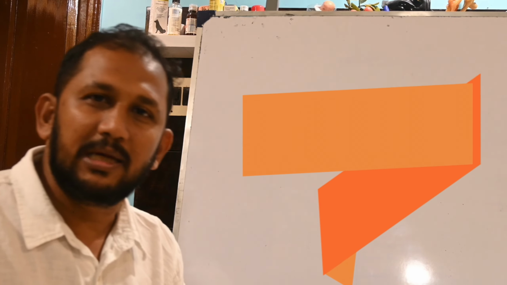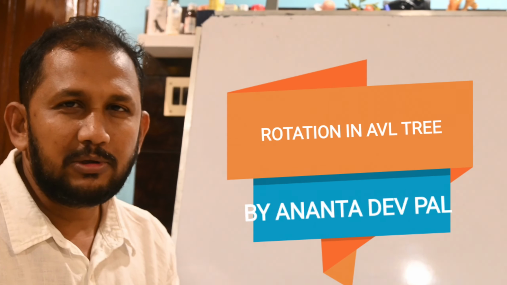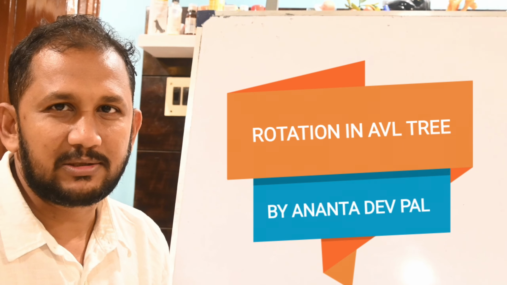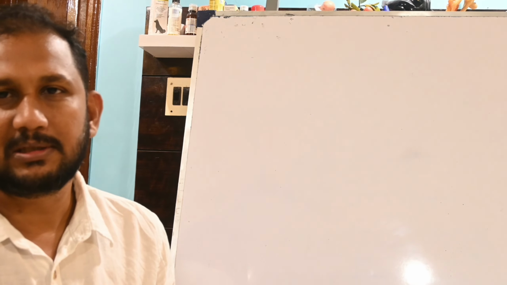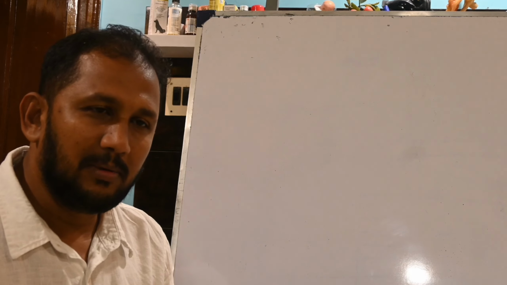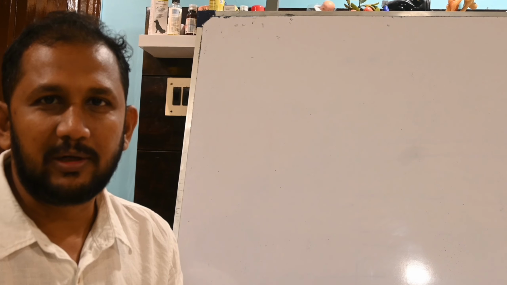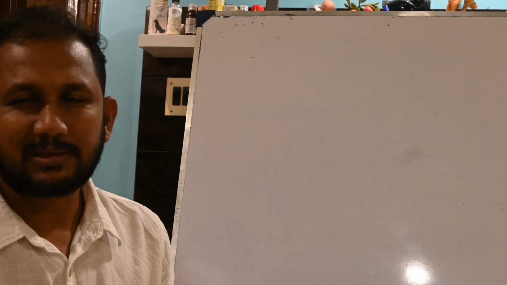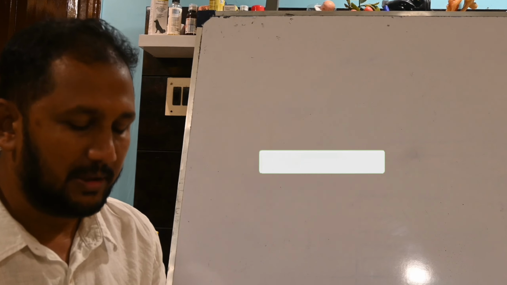Hi everybody, in this video I am going to discuss rotation in AVL tree. We know the AVL tree is a height balanced tree and it follows some properties: one is left heavy, another is right heavy, and another is balanced. It is a height balanced tree, based on Adelson-Velsky and E.M. Landis. So let us consider the rotation in AVL tree.